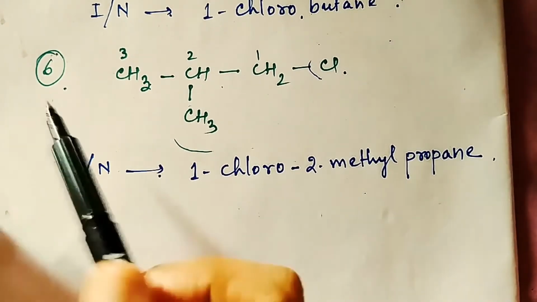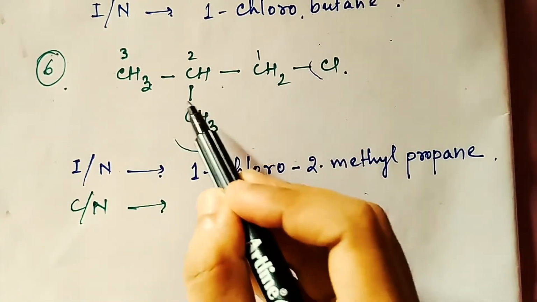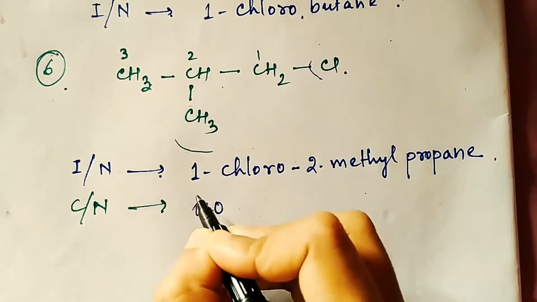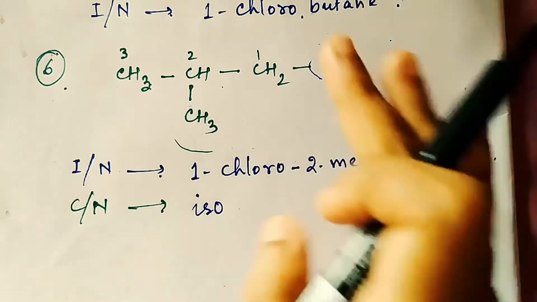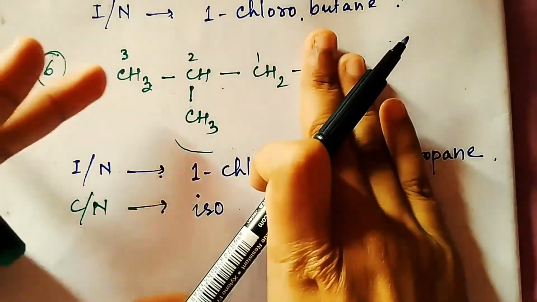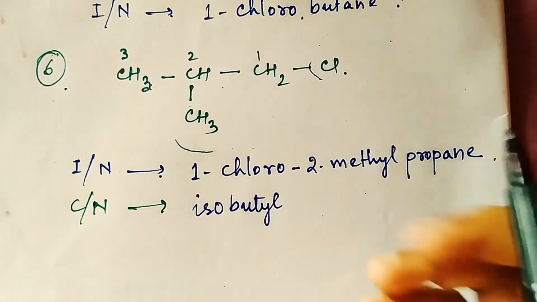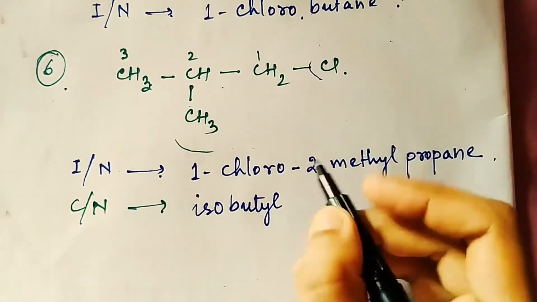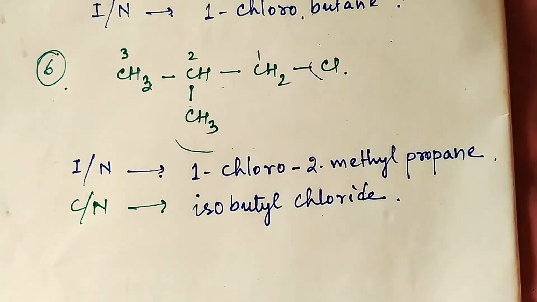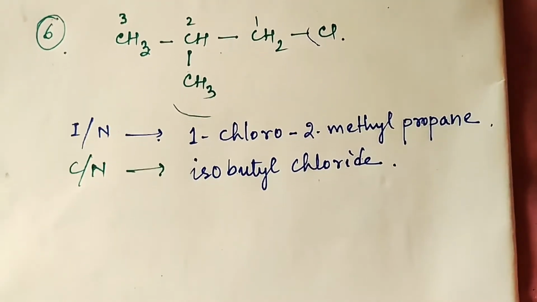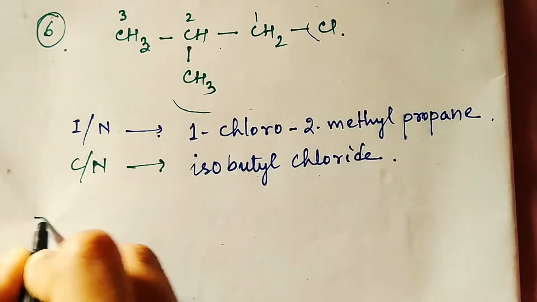Okay. Now what is the common name? So here all the carbon atoms are in one chain except this one. So this is iso structure. So iso. Now say except this, how many total carbon atoms are here? 4. Isobutyl, then halogen part, chloride. I hope you can understand this. If you have any problem, you can ask it in the comment section below. Now move to the next example.